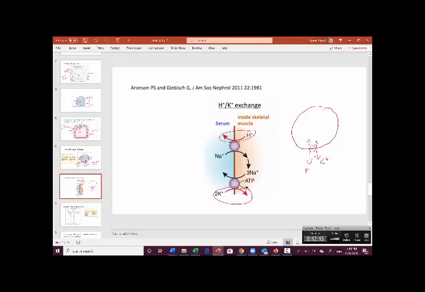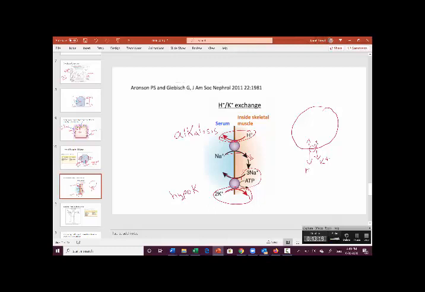If there is alkalosis, we would have more hydrogen coming out down its concentration gradient. This would favor even more sodium coming in. This would favor even more activity of this ATPase to kick sodium back out, and it would bring even more potassium in, and it would lead to hypokalemia.